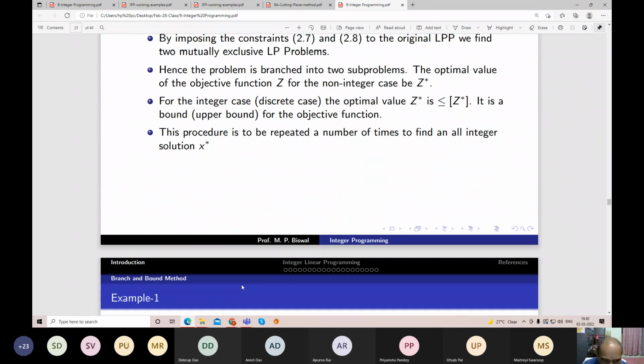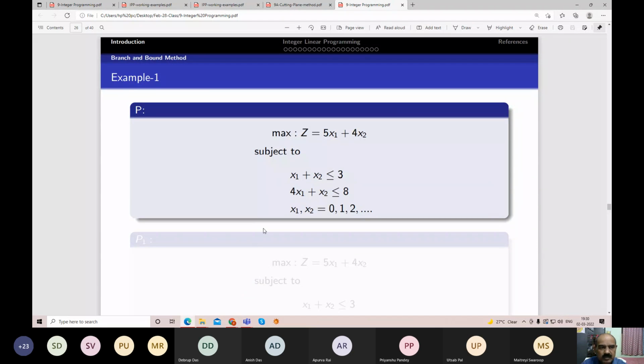See a problem. This is an example. Maximize z equal to 5x1 plus 4x2. I think I have solved the same problem earlier. Subject to x1 plus x2 less than or equal to 3, 4x1 plus x2 less than or equal to 8. This is an elementary problem.